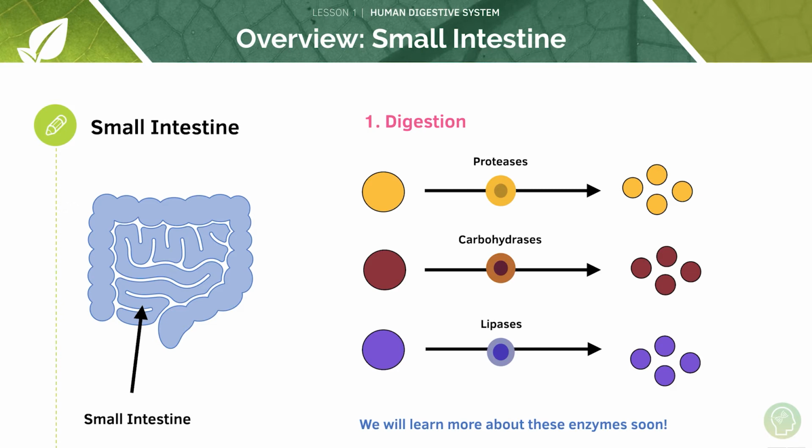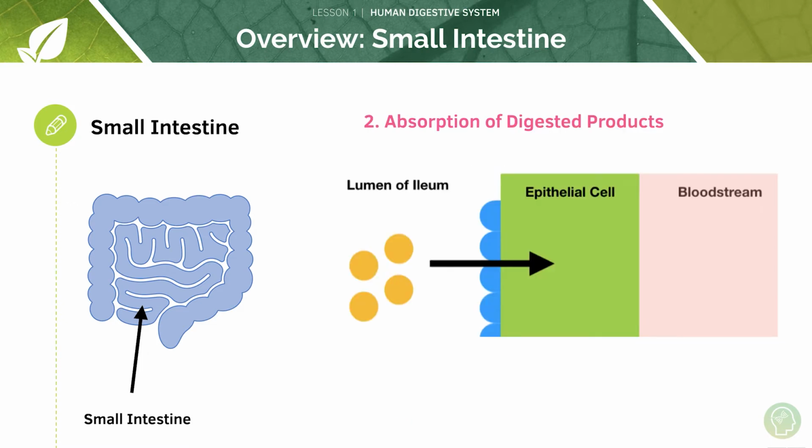And these enzymes that are shown on this slide, proteases, carbohydrases and lipases, we're going to look at in a little more detail in a minute. And as I said, the small intestine is really crucial in absorption of digested products.